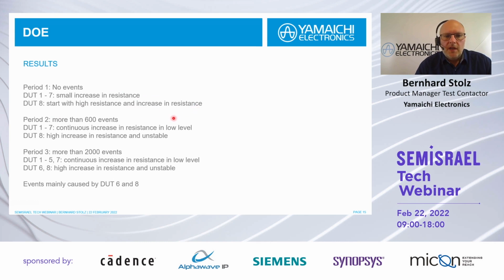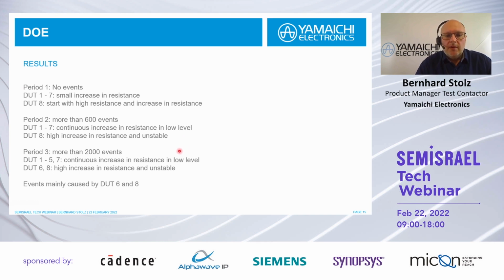other ones. In period 2, more than 600 events occurred. So 1 to 7 also showed a continuous increase of contact resistance, but at a very low level. Number 8 got very unstable, and the resistance increase was high.